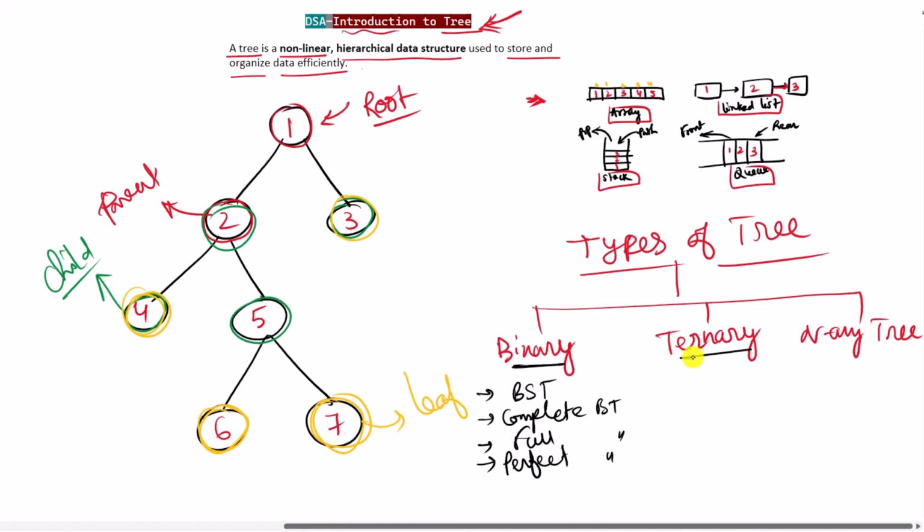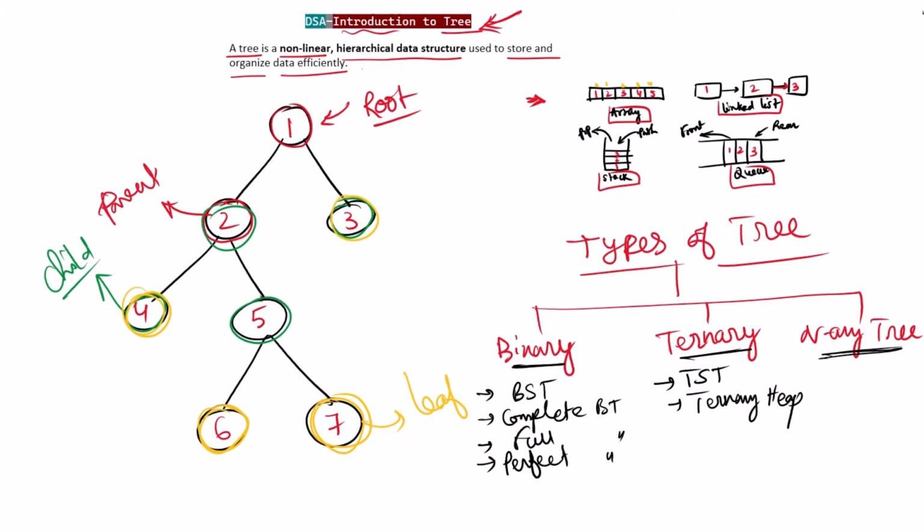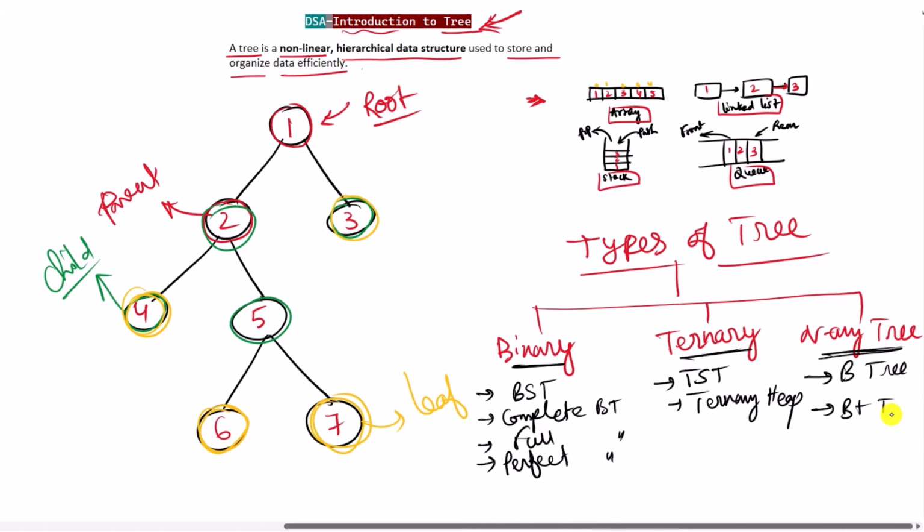And the ternary tree is a tree in which each node has at most 3 children. So that means it can have left, right, and mid children. For example, we have the ternary search tree, the ternary heap, and lastly we have the n-ary tree or the generic tree. It is a collection of nodes, and here each node can have multiple child nodes. For example, we have the B tree, and also the B plus tree. So these are all the types of trees that we have.